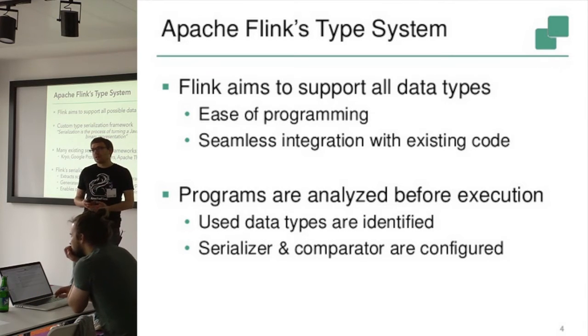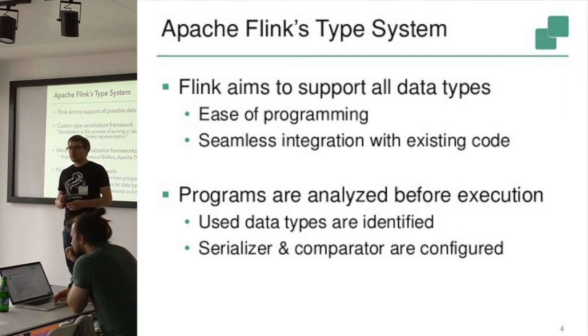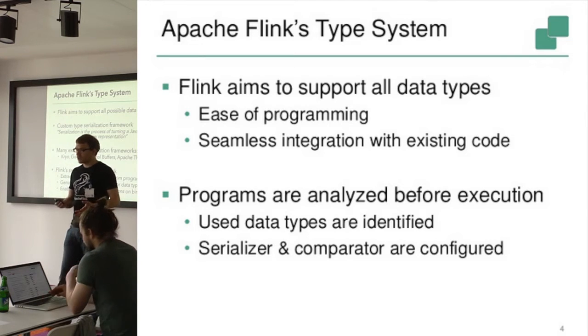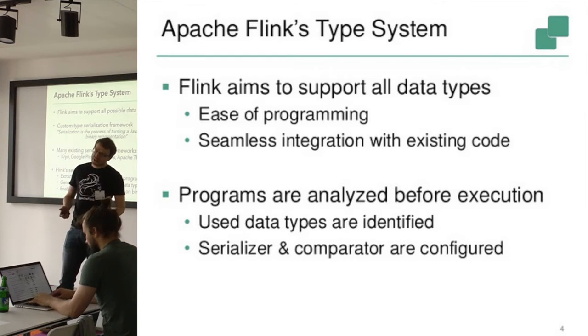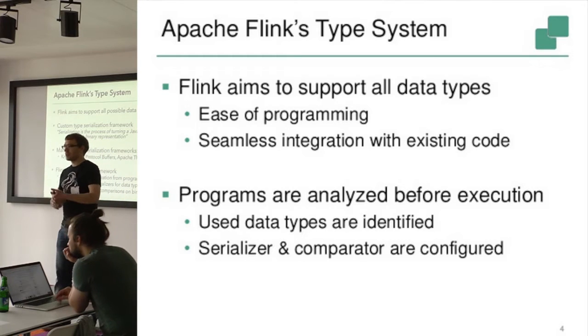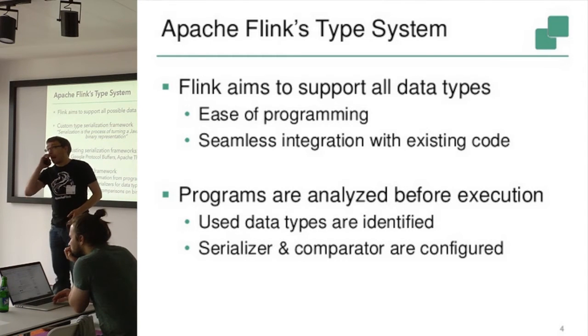Serialization is basically the process of turning an object into some kind of binary representation. You do that whenever you send something over the network, whenever you write something to disk. Then some kind of serialization framework kicks in, takes your object and converts it into a raw sequence of bytes. And if you want to get your object back, you need a deserializer, which takes the bytes and converts them into an object, right?